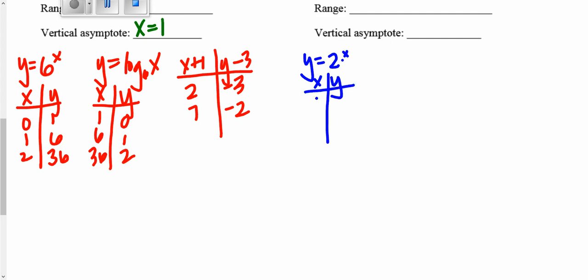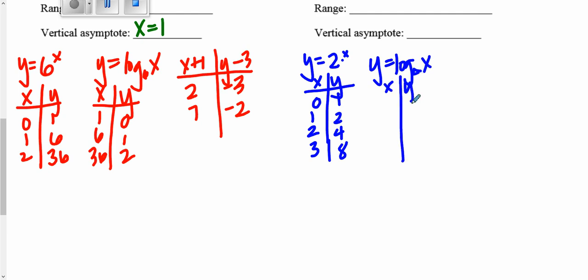So this is growth, 0, 1, 2, and I can't include 3 here because it fits on the graph. So 2 to the 0 is 1, 2 to the first, 2 squared, 2 to the third, and then we go to log base 2 of x. That's a 2, which means we flip-flop the x's and y's. So 1, 2, 4, 8, 0, 1, 2, 3.